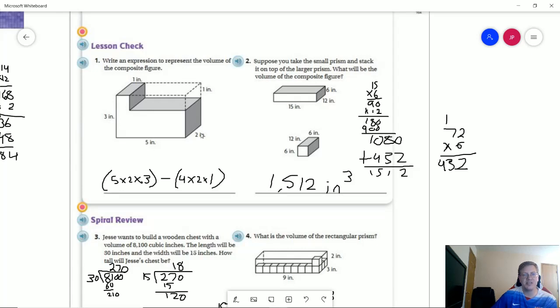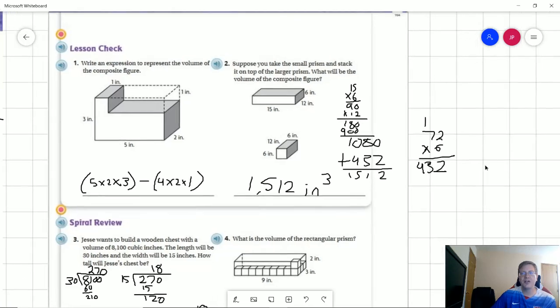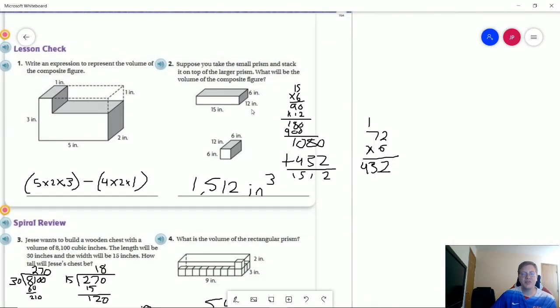On the back, one of the ways that we could represent this would be doing 3 times 5 times 2, and then subtracting out the part that is missing, which would be 5 minus 1 for 4. 4 times 2 times our height that was given of 1. They don't ask you to find the answer, they just want the expression that we'd use to find the answer. For number 2, you can pause if you want to take a look at that.